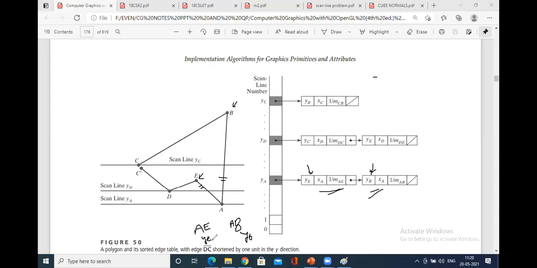Now updating the X coordinates to initiate. So you don't have to ask me the question why it is XA. We have the solution for it, tomorrow we are going to see. So from the global edge table, we are going to transform it to determine the values of the pixels. So at this point, both at AE and AB, the value of Y should be minimum.